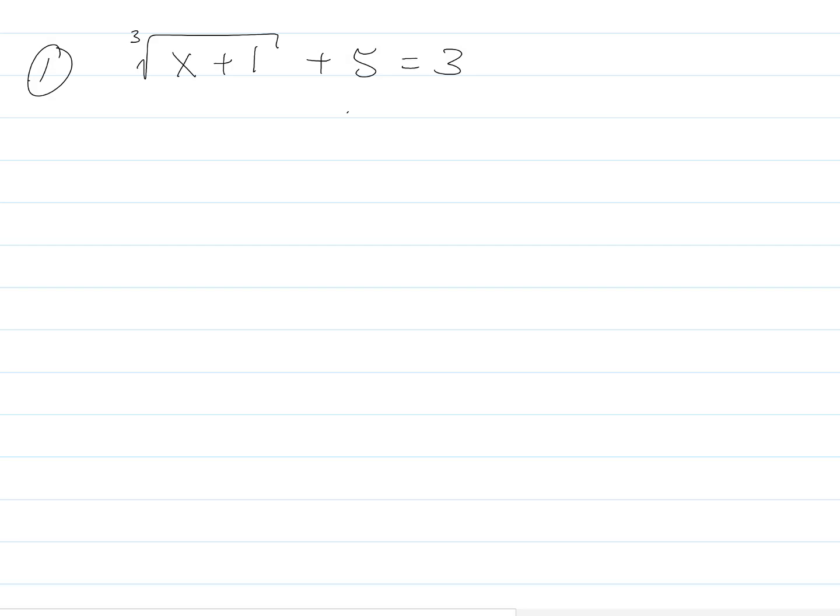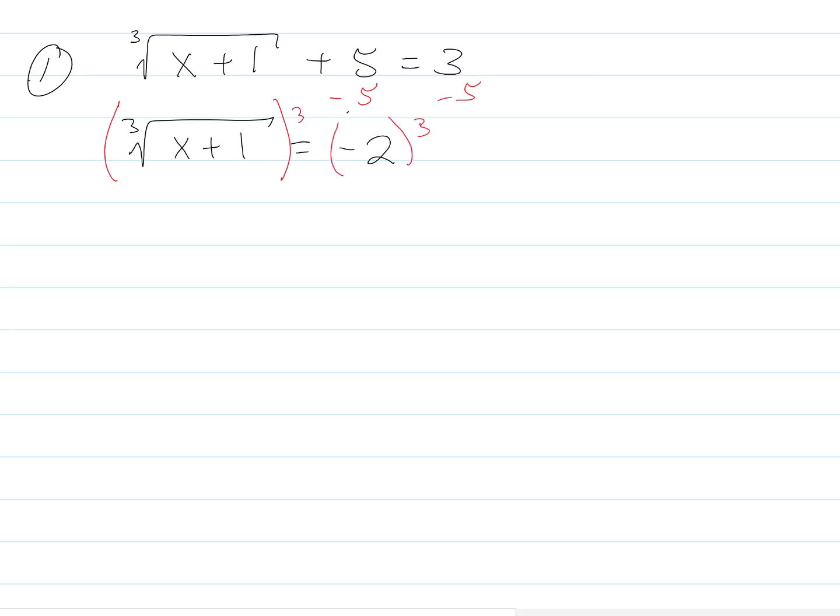So let's try this. For this one, the first thing I want to do is get all the x's by themselves. So I'm going to make sure that I subtract 5 from both sides. And so I've still got the cube root of x plus 1 on the left, and 3 minus 5 is going to be -2. Okay, now since I have a cube root on the left, I want to cube both sides.